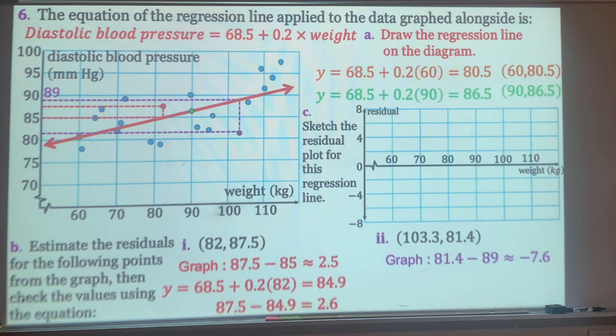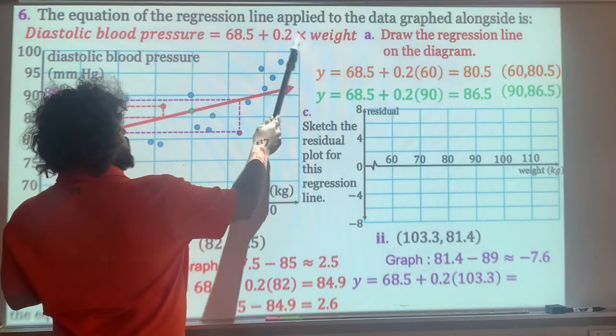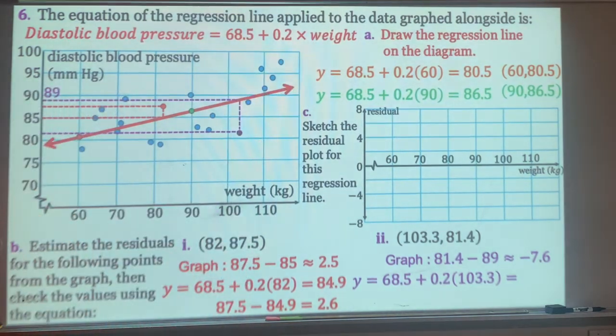What do we do next? Plug it into the equation. When you do that, you get 89.16. You're pretty close to the estimation. Subtract that from 81.4 and you get about negative 7.76. All right, so our answer is very similar, very close, if not almost precise.